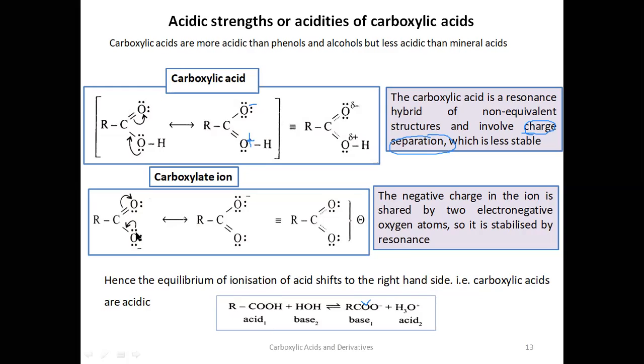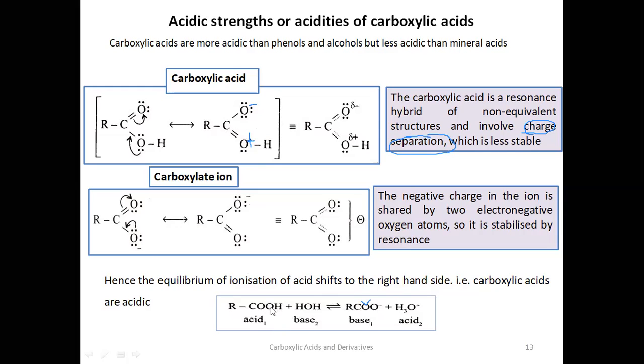Whenever you write the resonance structures, always remember, whenever there is a charge separation, those resonance structures are less stable. Whenever there is a charge distribution, those resonance structures are stable. This is charge separation, this is charge distribution. Now tell me where the equilibrium shifts. Which one is stable among these two? This carboxylate is stable. Therefore, the equilibrium will always tend to shift to the right side.